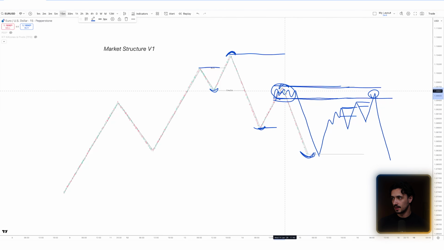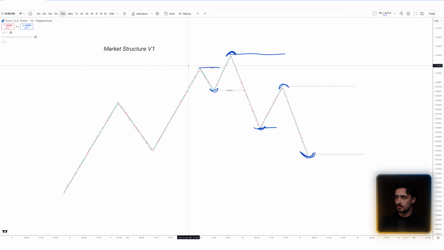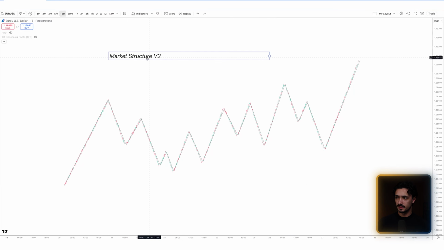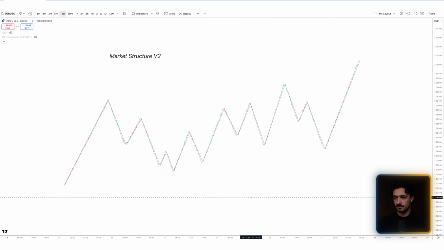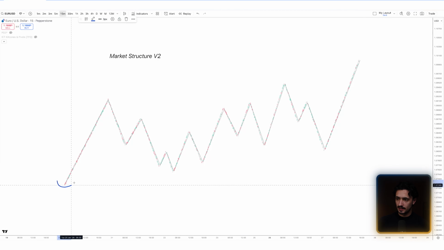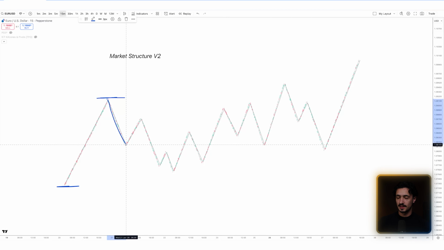That is why we use supply and demand. So that's market structure V1. This is market structure V2. And this is what market structure will actually look like. Now it looks confusing, but it's no different to what we just looked at. We have a low in here and high. Price reverses from here.